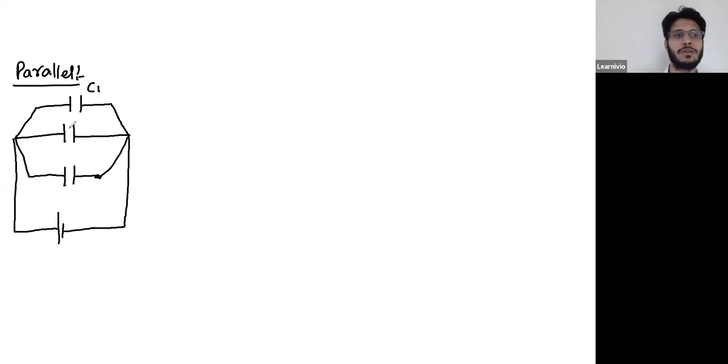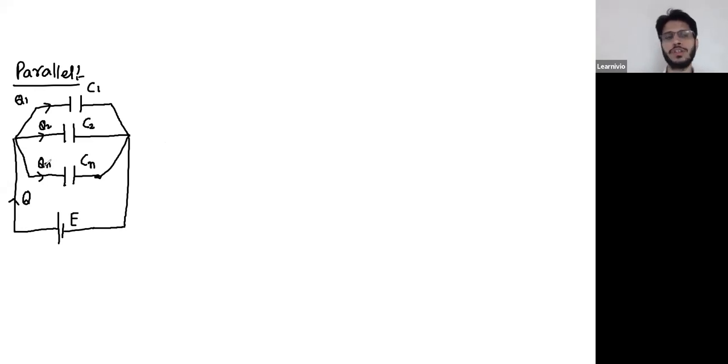So this is C1, this is C2, this is C3, and the EMF of the cell is E. If some charge Q enters the circuit, it will divide into n parts. If I call this Cn, the charge will divide into n parts. So some charge Q1 is stored in capacitor C1, Q2 gets stored in capacitor C2, and Qn gets stored in capacitor Cn.